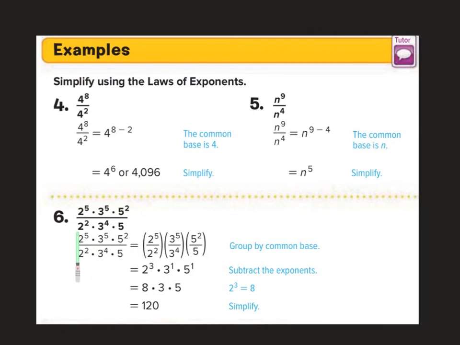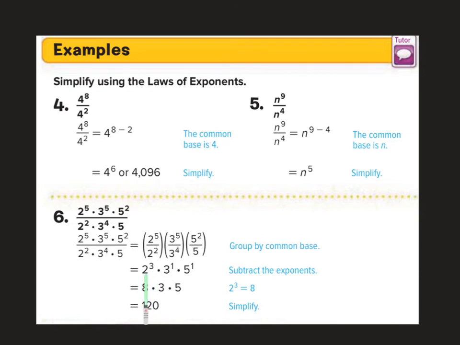Problem 6 is a bit more complex. We've got 2 to the 5th times 3 to the 5th times 5 squared over 2 squared times 3 to the 4th times 5. So again, we're looking at taking our like bases and subtracting their exponents. So we've got 2 to the 5th over 2 squared, 3 to the 5th over 3 to the 4th, and 5 squared over 5. So 2 to the 5th over 2 squared becomes 2 to the 3rd. Just subtract 5 and 2. 3 to the 5th over 3 to the 4th becomes 3 to the 1st. Just subtract 4 from 5 to get 1. And 5 squared over 5, or 5 to the 1st, there's an understood 1 there. So 2 minus 1 would be 1.